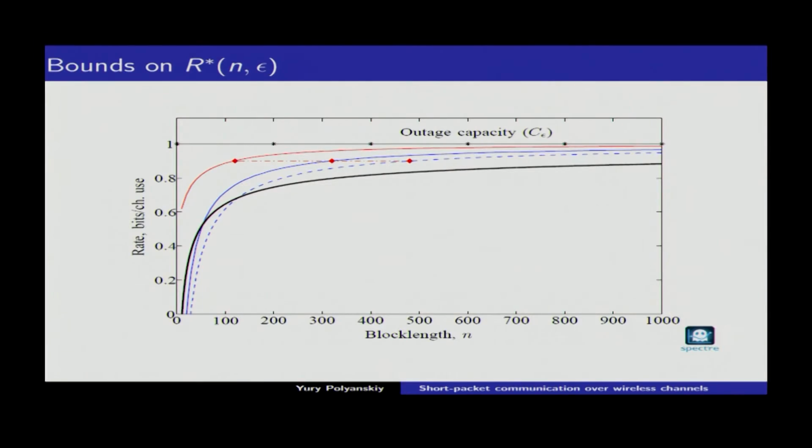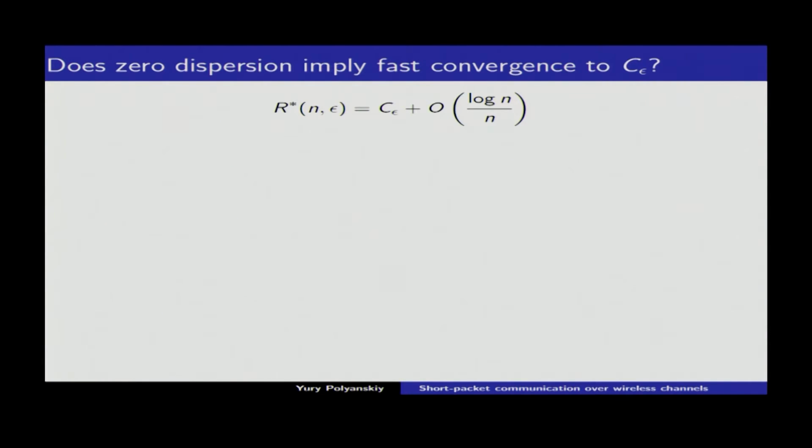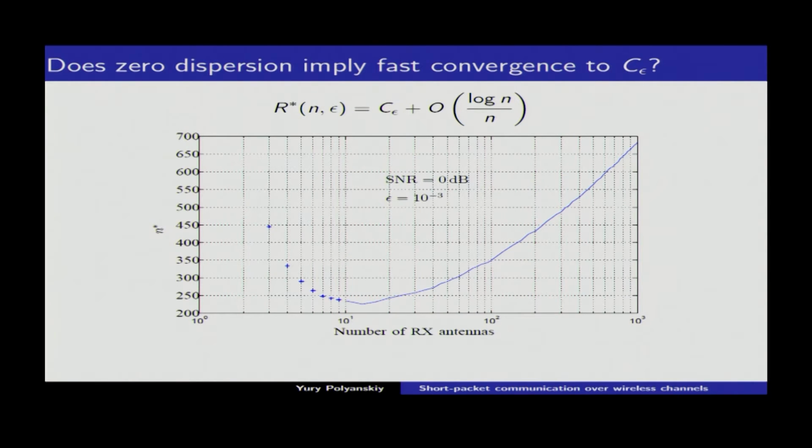So this black line corresponds to the speed of convergence for the Gaussian channel of the same capacity. So you can see that indeed the Gaussian channel requires much longer block codes. This number of 1400 is what you need to achieve 90% of capacity of the Gaussian channel. And then we computed this number for a different number of receive antennas.